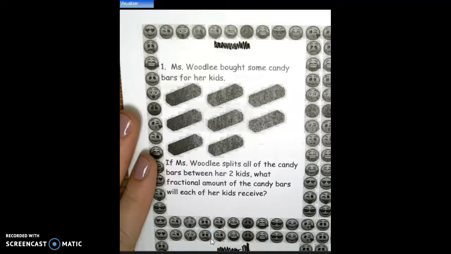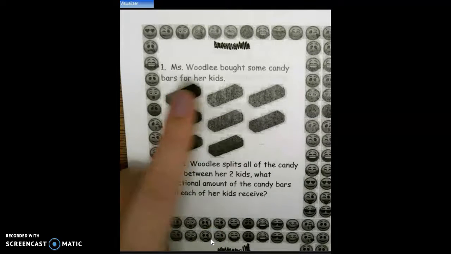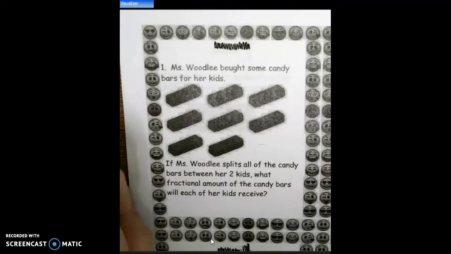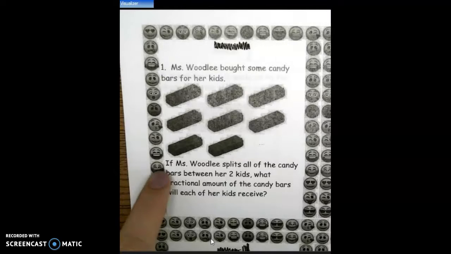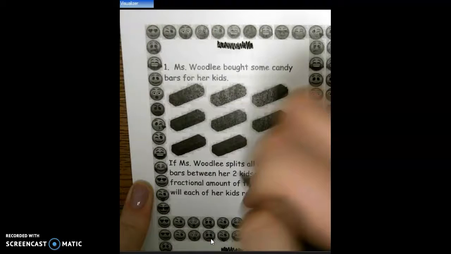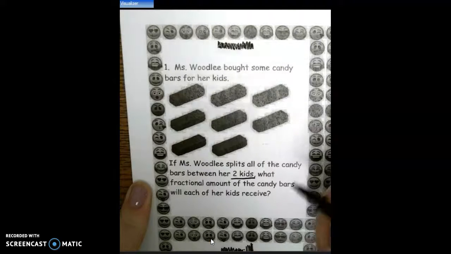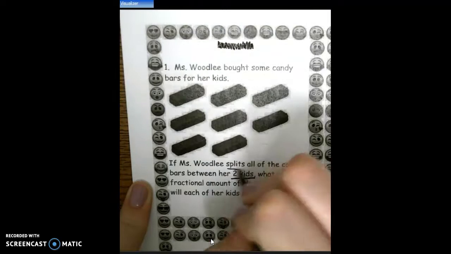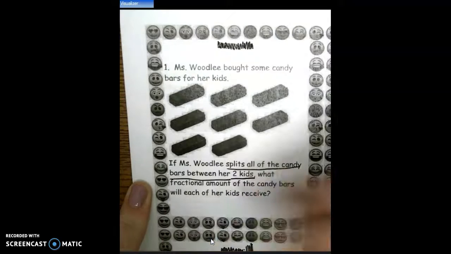All right, let's look at this first question. Miss Woodley bought some candy bars for her kids. If Miss Woodley splits all of the candy bars between her two kids, what fractional amount of candy bars will each of her kids receive? Okay, so she has two kids, and she's going to split all of the candy between them.